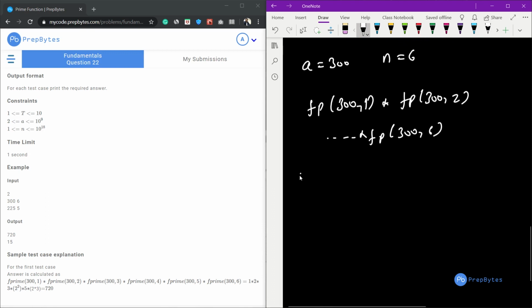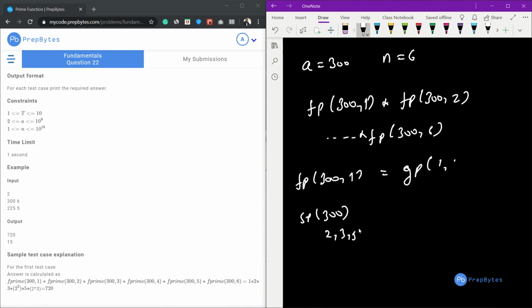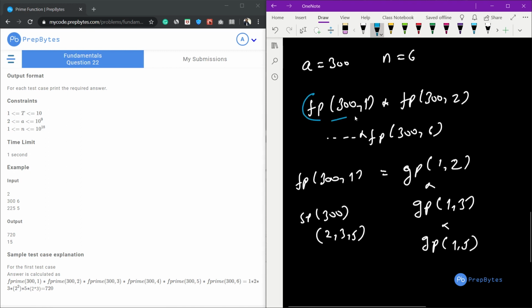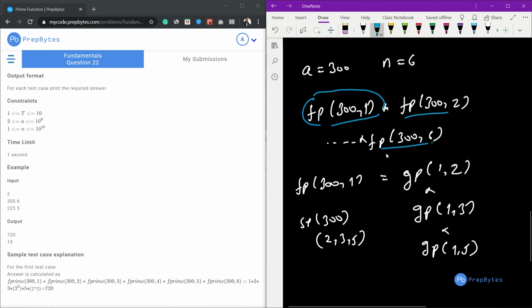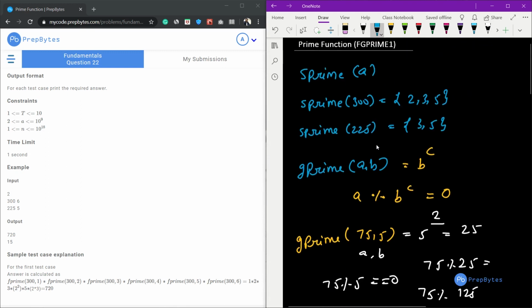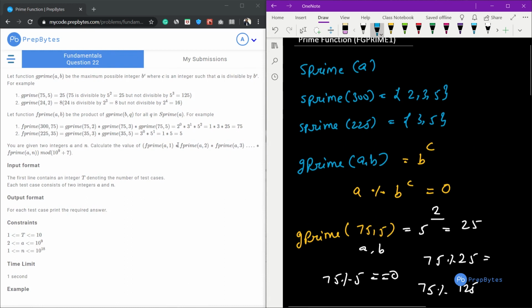Okay, now for 300 comma 1, what is f prime? It is nothing but the multiplication of g prime of 1 comma all the possible numbers in s prime of 300, that is 2, 3 and 5. So g prime of 1 comma 2 multiplied by g prime of 1 comma 3 multiplied by g prime of 1 comma 5. Fine. So this will give me the first value. On we will calculate the value of the second, third, fourth, fifth and sixth, and you will get the answer as 720. Okay, so this is what the question is. It is asking us for the multiplication of f primes, and it has given us what f prime, g prime and s prime are.